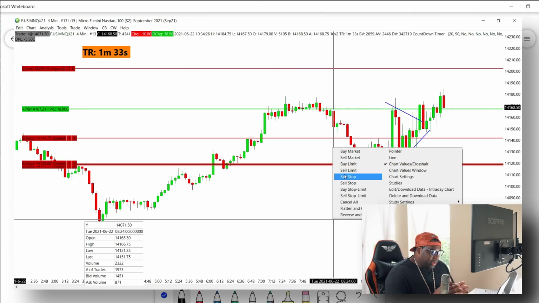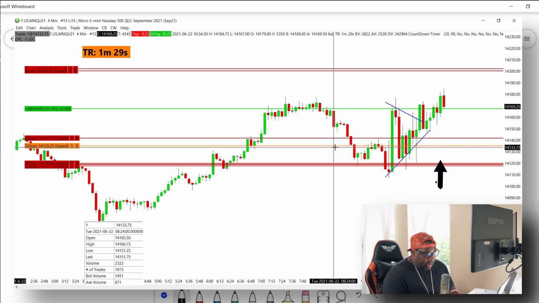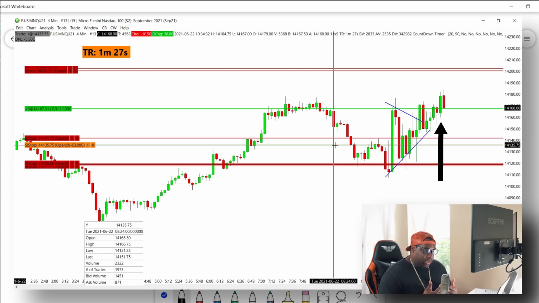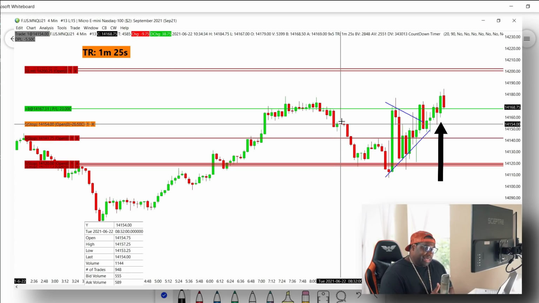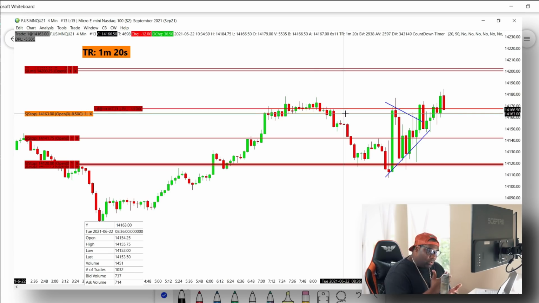Okay, so right here, I'm looking to add on again. The reason why is because you see this bar right here. That's a nice looking bar. So I'm saying to myself, if this market is very strong, it shouldn't go below that bar right there. So I'm willing to risk that one bar.